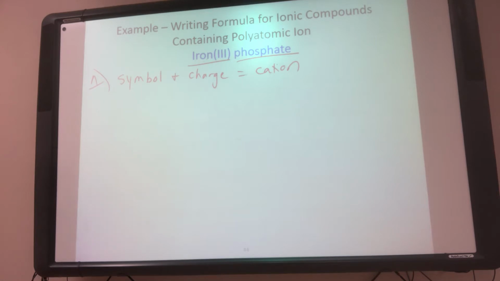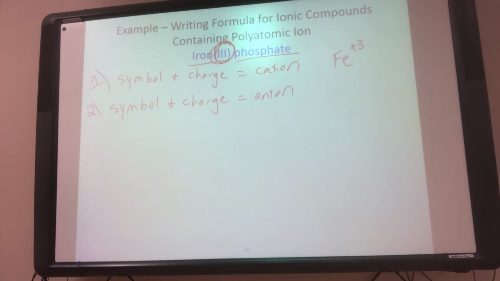So I have to know what's the symbol for iron. So the symbol for iron is Fe, and since it's variant, it tells me what the charge is. +3, and I know it's a plus because it's a metal. All metals are cations. Step 2 is the symbol and charge for the anion.